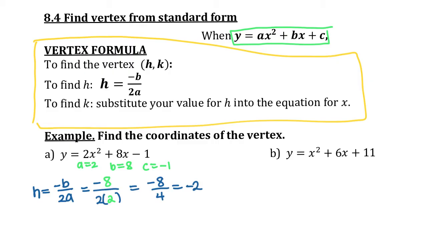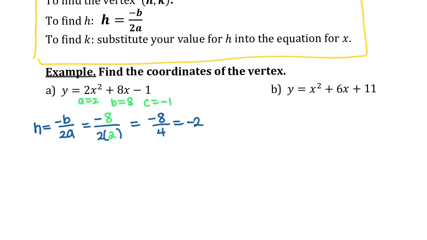Okay, now to find the y coordinate, which we call k, we substitute my value for h into the equation for x. So this is my equation. I'm going to take the negative 2 and plug it in here, and that's going to give me my k value. And k is really just the y value. So k equals, and then I see from above, the equation is 2x squared plus 8x minus 1. So 2 times x squared plus 8x minus 1. In the x spot, I plug in my h value, which is negative 2.